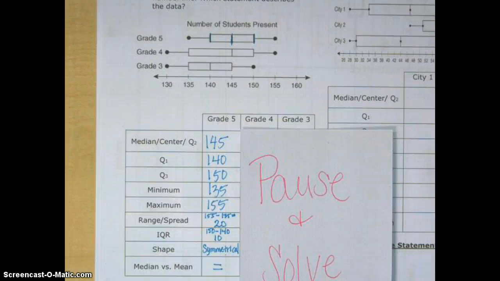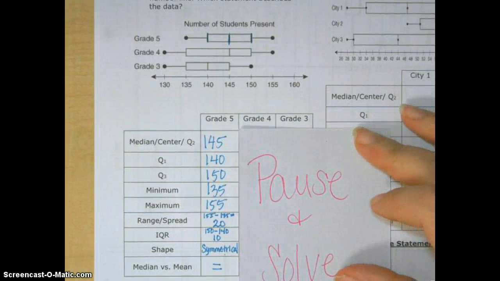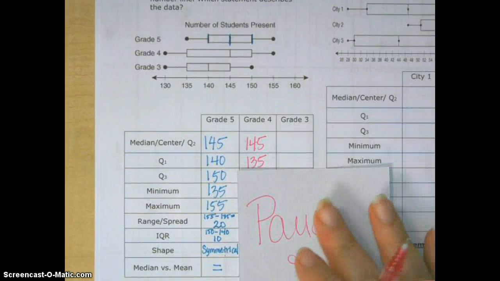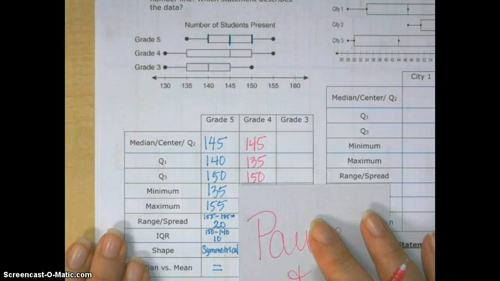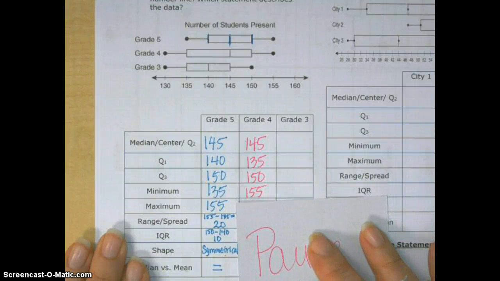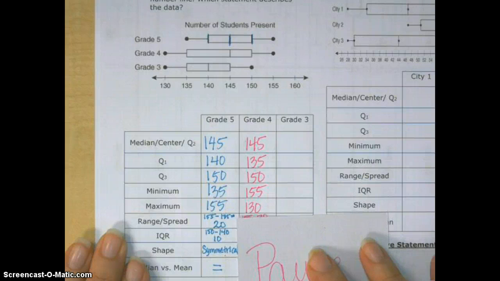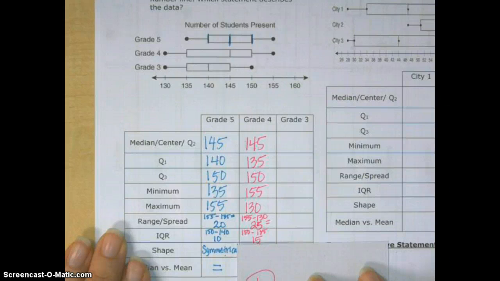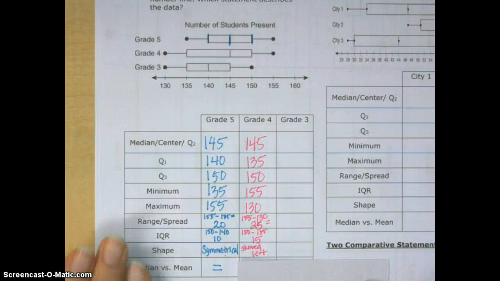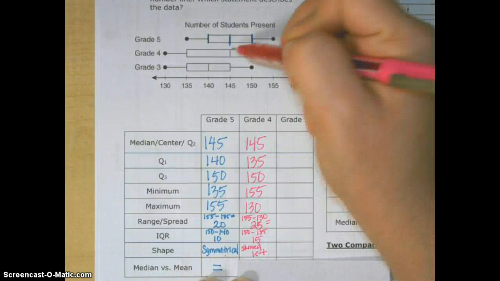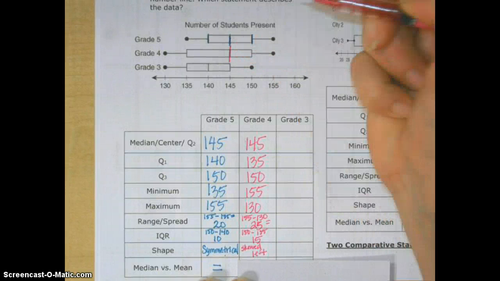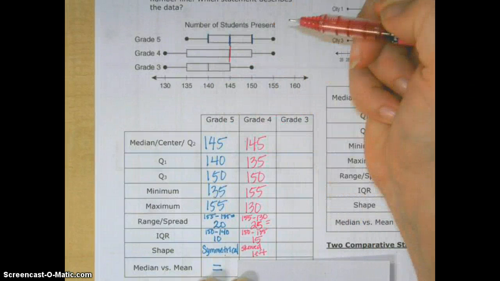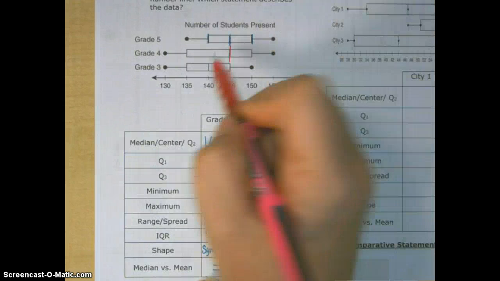Okay, so hopefully you actually paused it and solved it, so let's go over. For grade 4, the median is 145, quartile 1 is 135, quartile 3 is 150, the minimum is 155, the maximum is 130, the range is 25, the IQR is 15. Now the shape, I do want to talk to you a little bit about the shape, so let's look at grade 4. When you're looking at the shape, find your median. And what do you notice? Where is the largest spread? Okay, the largest spread is really over here on the left side.